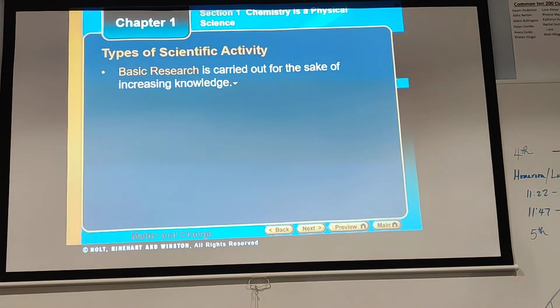So when it comes to what we do in science, we said we have one of three categories it often fits into. Sometimes you can be doing more than one of these activities at a time. Basic research, you're just carrying it out for the sake of increasing knowledge. In other words, you don't have a problem you're trying to solve, you just want to learn more.